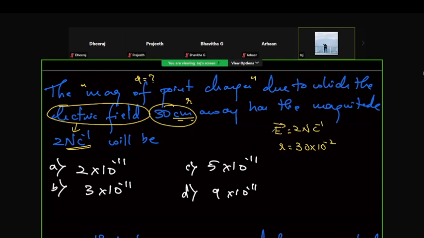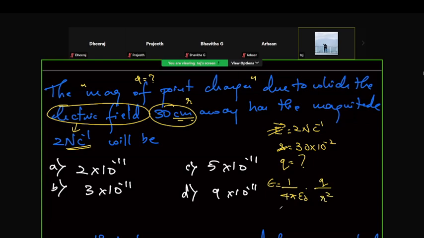Anyways, guys, E is given to me. R is also given to me. Q is question mark. How do you find it? Array regular formula: E equals... Now I'm not going to waste time by writing the formula. We are trying to solve KCET questions. You should not waste time either. E equals k into Q by R square.